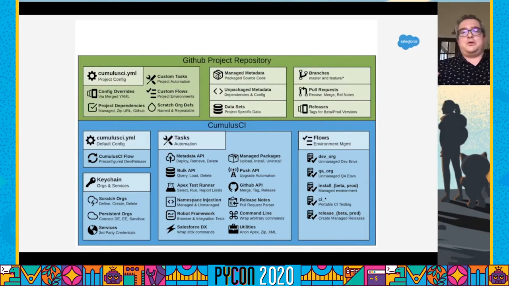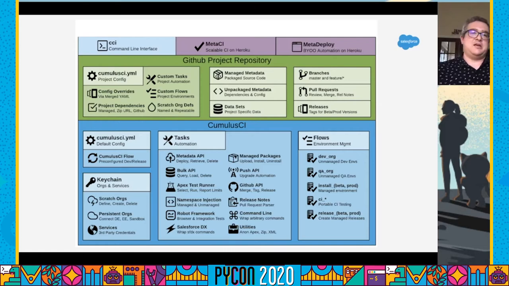So the project's overrides of the configuration of Cumulus CI's default configuration is really what we mean when we talk about the portable automation for Cumulus CI. It's all the automation needs of the project defined in the abstract. And then on top of that, we build client applications like CCI, our command line interface for running tasks, running flows, creating scratch orgs. And then also our web applications are clients of this framework. They're clients of the portable automation defined for each individual project.